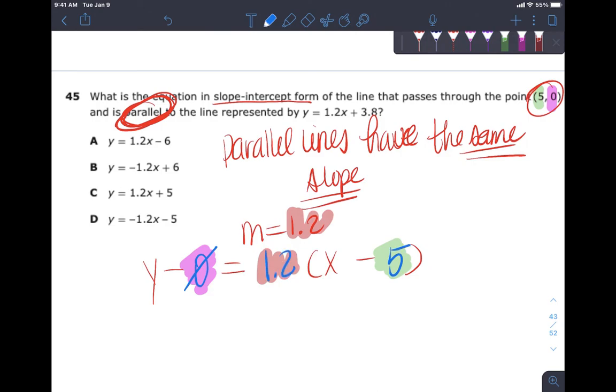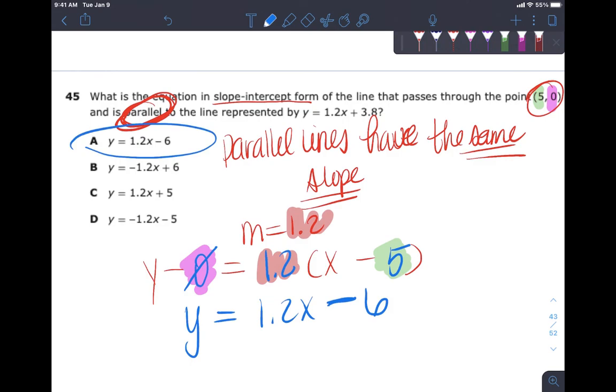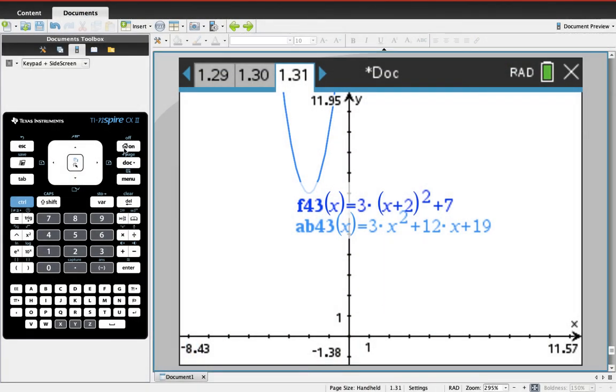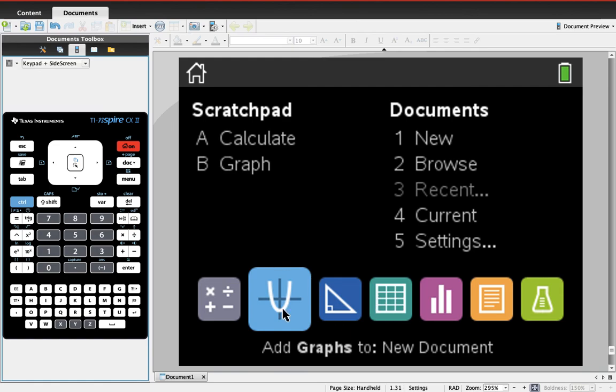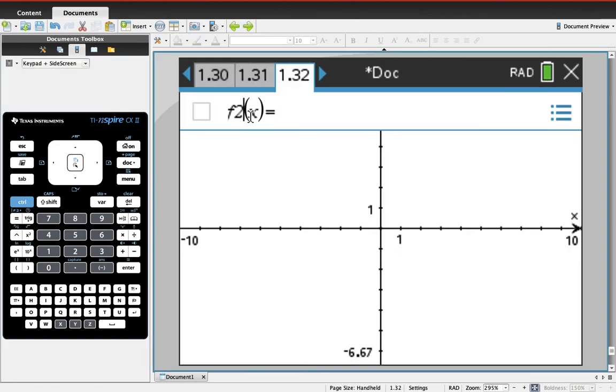Now I can go ahead and simplify. And now I have an equation. So I look. I got this correct. All right. But what I want to do is I want to verify that these lines are actually parallel. Let's just graph them real quick. If they're parallel, they will never, ever, ever touch.